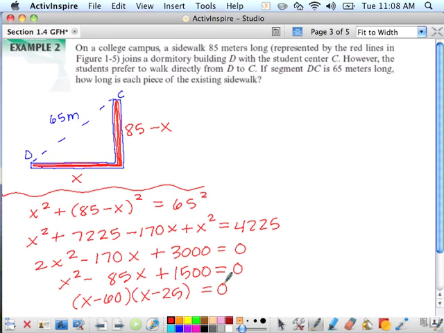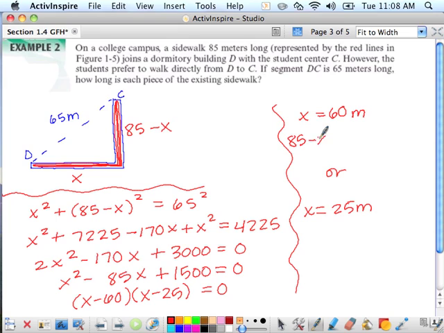That gives me two possible answers for x. The first being x equals positive 60, is it meters? Or x equals 25 meters. And both of those are legitimate possibilities. They're both positive, right? Okay, so if x equals 60 meters, which would be this side right here, how much would this side be? 25, because 85 minus x equals 25 meters.